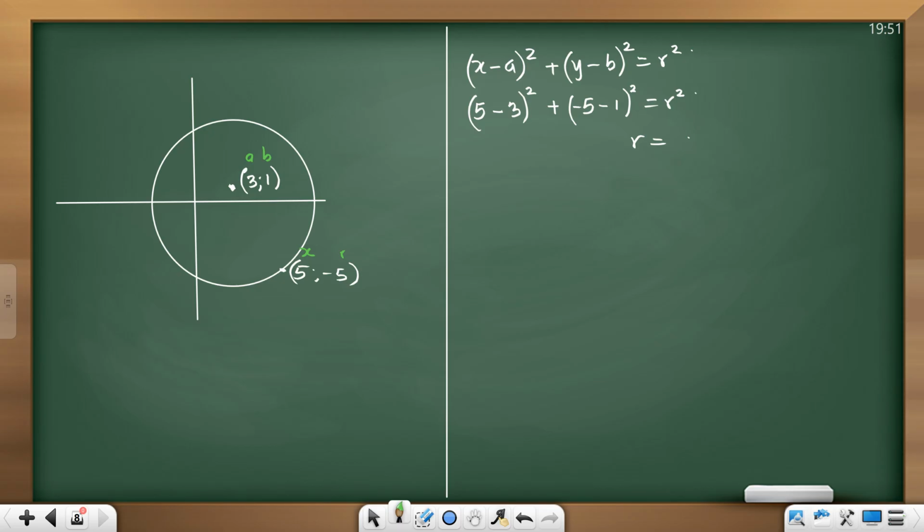2 squared is 4. 6 squared is 36. Negative 5 minus 1 is negative 6, so the y difference is negative 6. Are we done already? 36 plus 4 is 40. Root of 40, and that's what r is, right? What is root of 40? 2 root 10. Are we okay? 2 root 10, everybody?